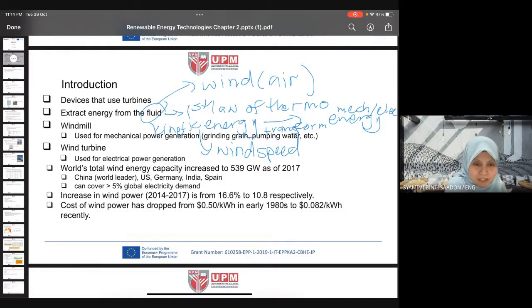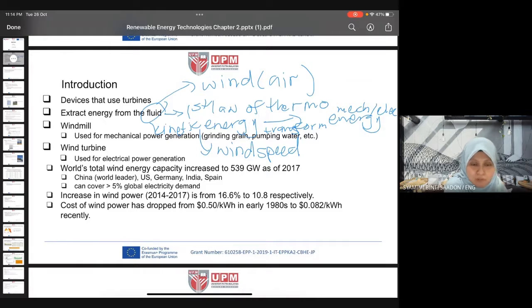Okay, wind turbine, the principal one that we use, is used for electrical power generation. Here, the world's total wind energy capacity increased to 539 gigawatt. Gigawatt is 10 to the power of 9, if I'm not mistaken, as of 2017. So the total wind energy capacity has increased to more than 500 gigawatt.